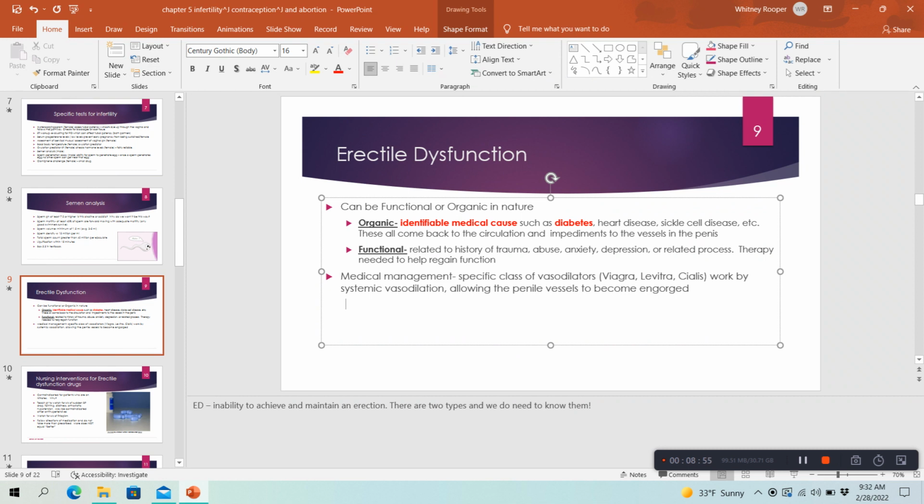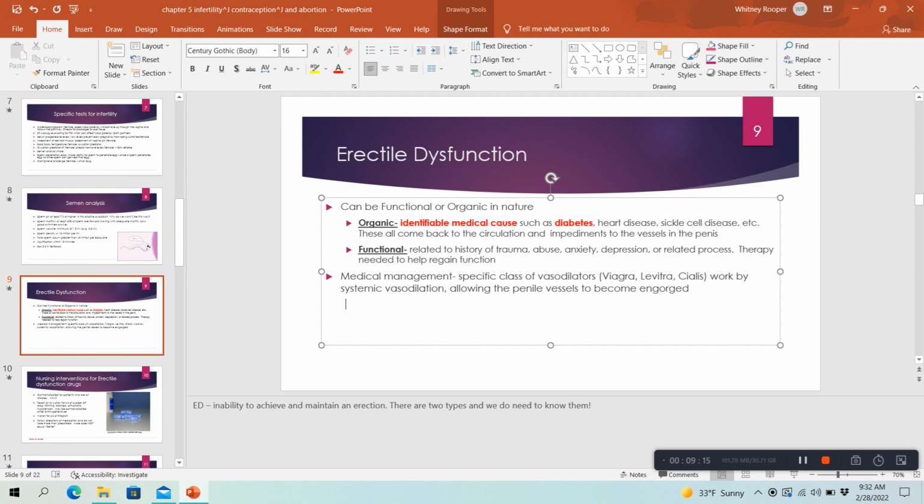Functional, again, is related to a history of trauma, abuse, anxiety, depression, or any kind of related psychological process. So, in this case, the individual is probably going to need significant therapy to regain function. Which do you think is the harder one to treat? Organic or functional? Functional. Yeah, absolutely.